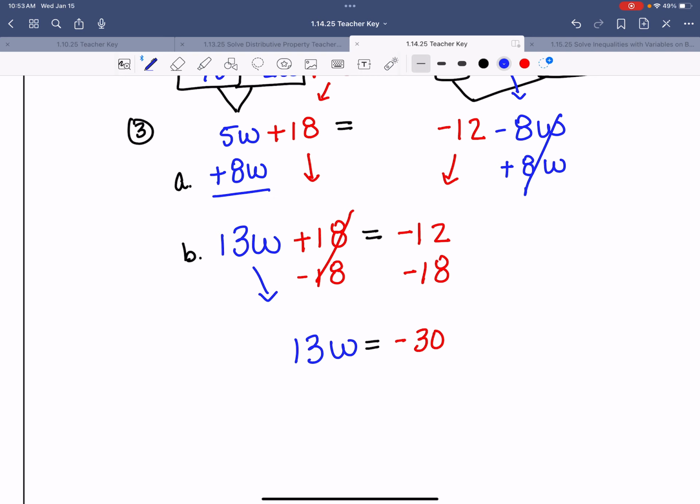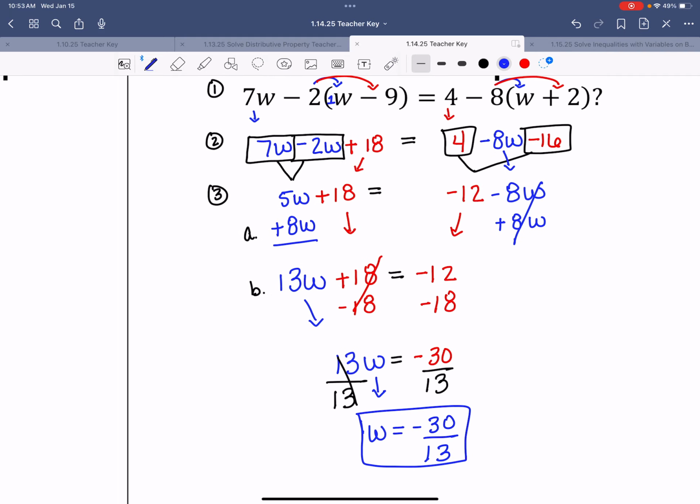Well, a number in front of a letter means you're multiplying. The inverse of multiplication is division. So I'm going to bring this down. I have W equals -30 over 13.